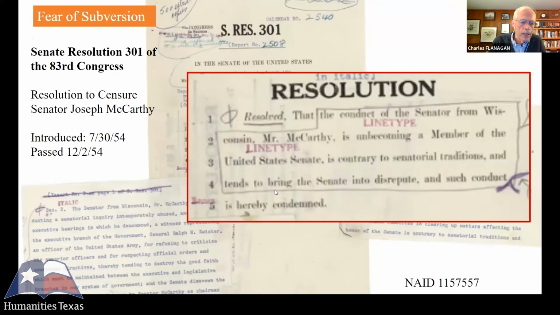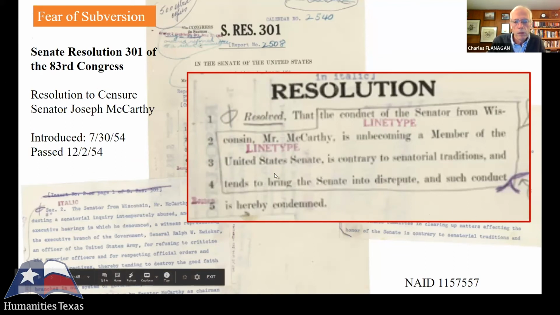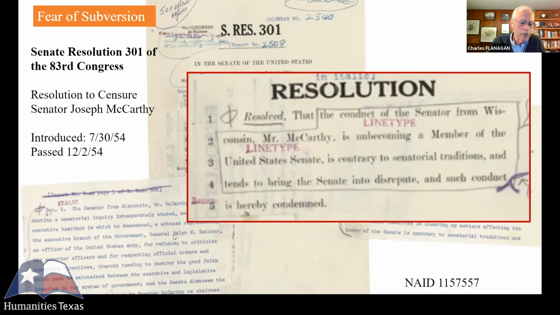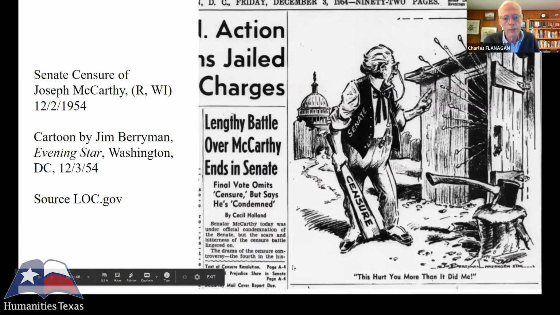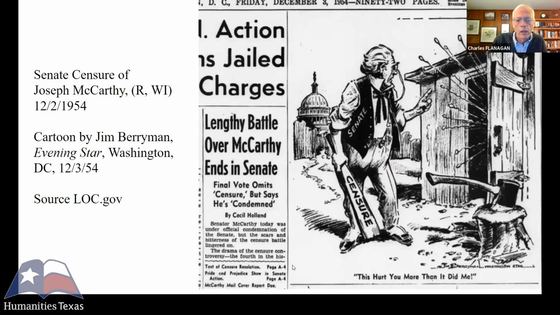McCarthy went too far, and he was censured by the Senate for his conduct in those committees. And so I have the censure resolution here for you, and I gave you the NARA identification numbers on this slide. You can't see it from this projection, but you can have the kids look at that and talk about why they censured McCarthy, and they said it's because his conduct was unbecoming of a member of the United States Senate and contrary to senatorial traditions. But there's a wonderful cartoon about this. McCarthy was taken to the woodshed, according to this Berryman cartoon from 1954 with the censure.